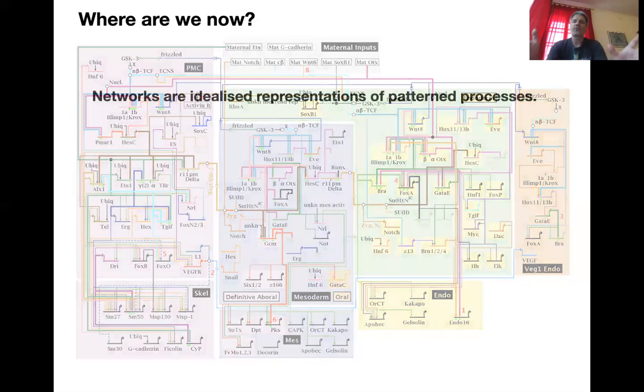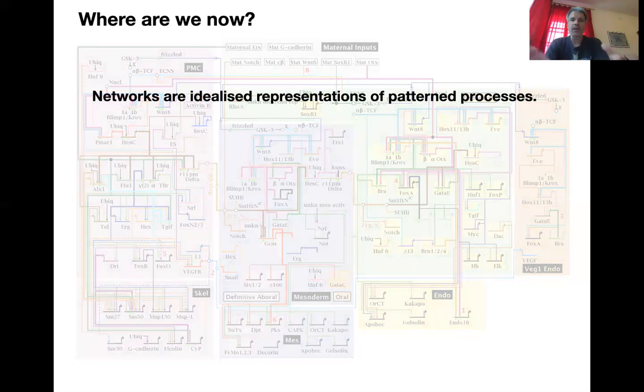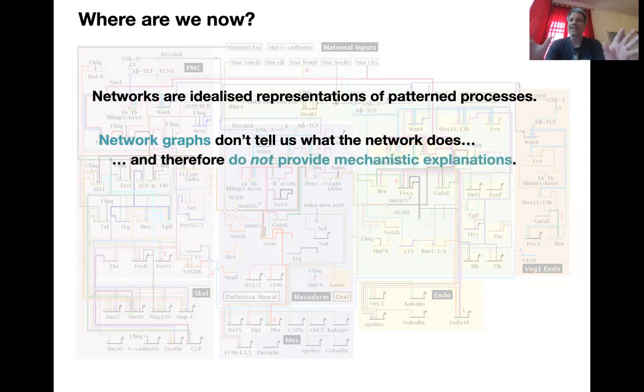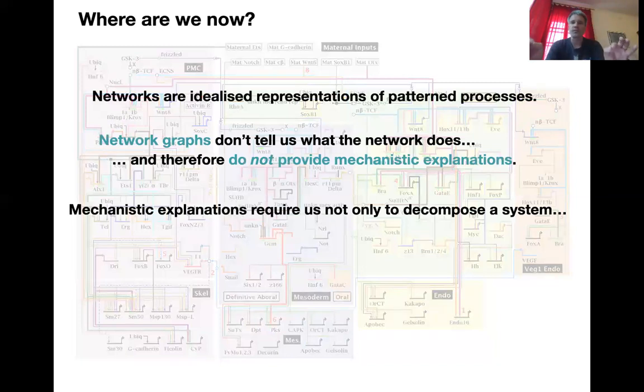But I hope to have convinced you that these networks are idealized representations of pattern processes. And very important, network graphs don't tell us what the network does, okay? So therefore, they do not provide mechanistic explanations in themselves. They pose a challenge to understand what they do, but they don't provide a solution.